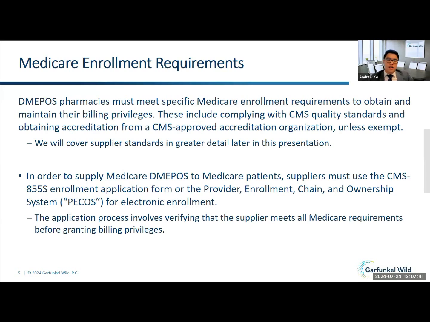In order to supply Medicare patients, suppliers must use the 855S enrollment application form. This is available both by paper copy and online on the PECOS system. The application process involves verifying that the supplier meets all Medicare requirements before granting billing privileges.